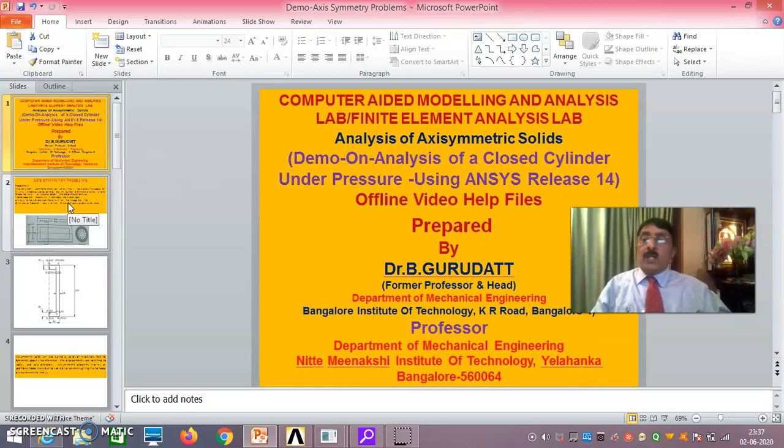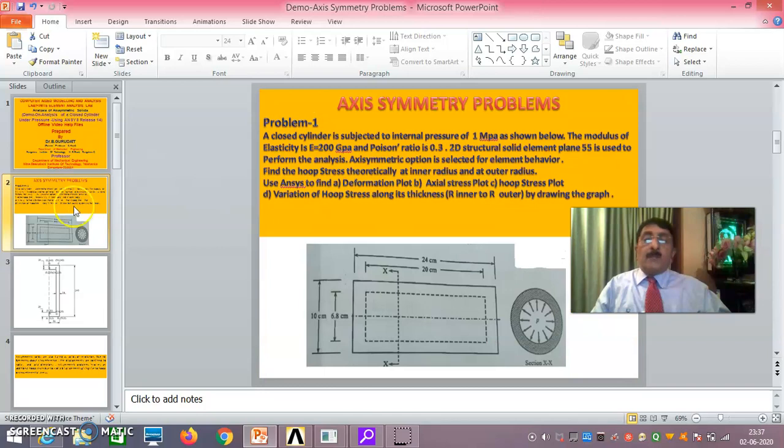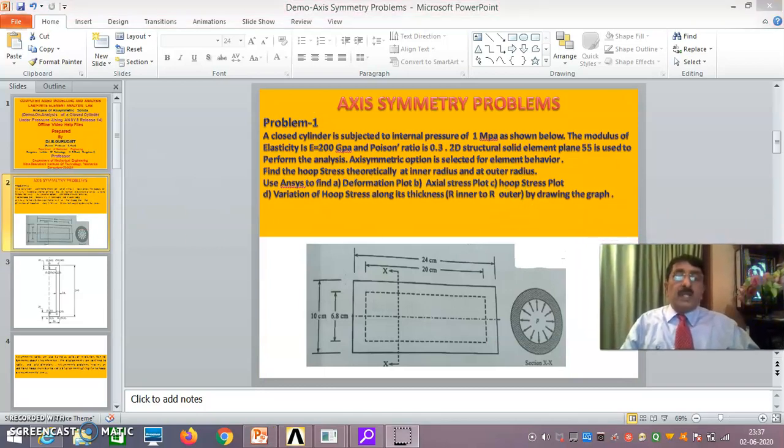Now in this problem, this is a closed cylinder under pressure. That means this length is 24, this length is 20, this is 10, this is 6.8, and you have a space here. This is subjected to fluid under pressure. As you see here, this is the thickness of the cylinder and you have internal pressure here.